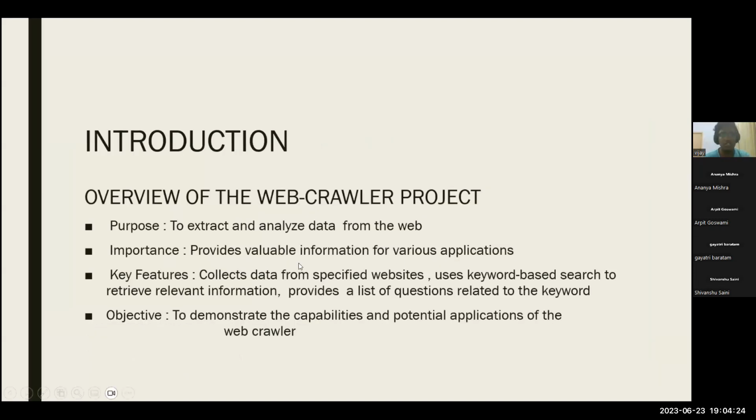So basically, this task was divided into two parts: to build a web crawler and to build an SMTP, that is, automatic mail transfer using Python programming. So let's know about the web crawler. This web crawler has various applications. It helps to search keyword-based. It helps to collect data from specific websites using keyword-based searches relevant to the information which you have given to the Python program as an input.